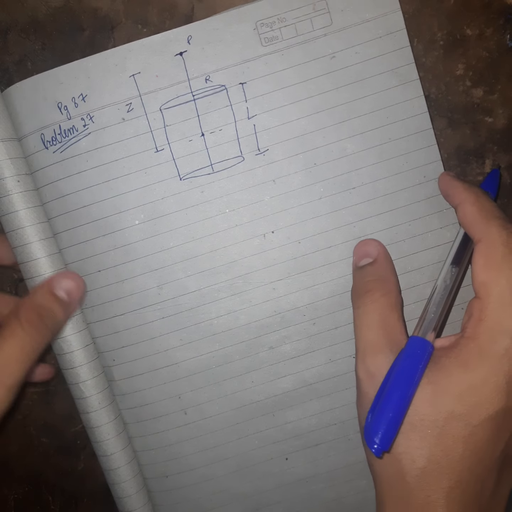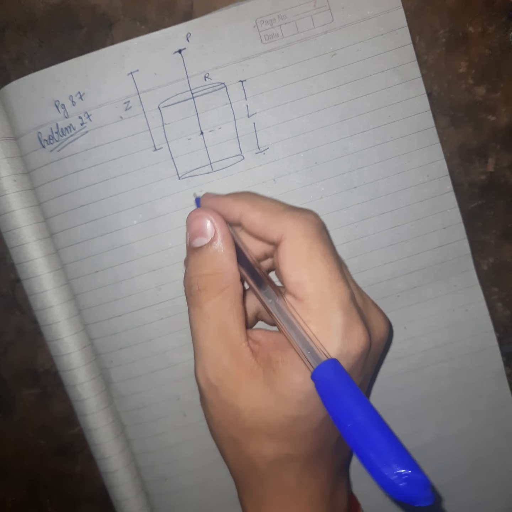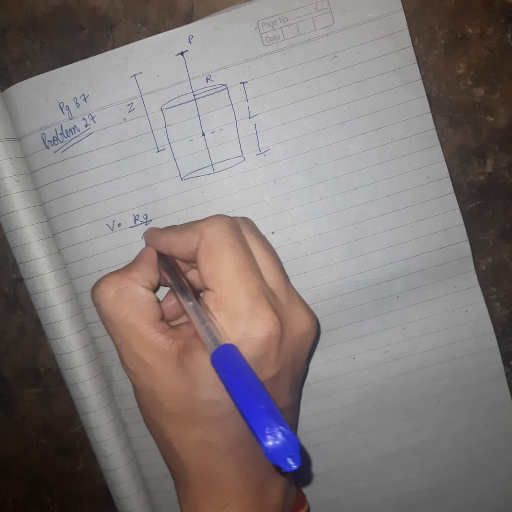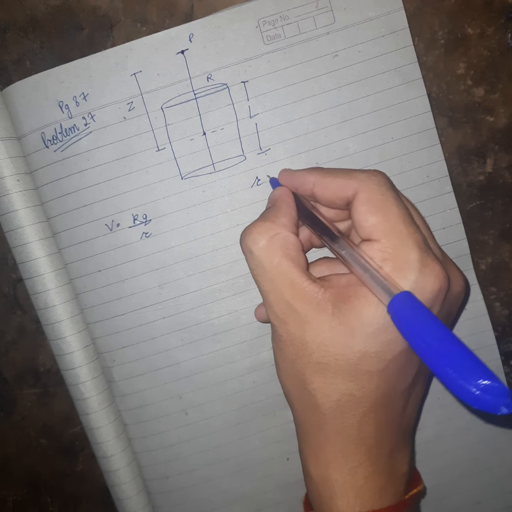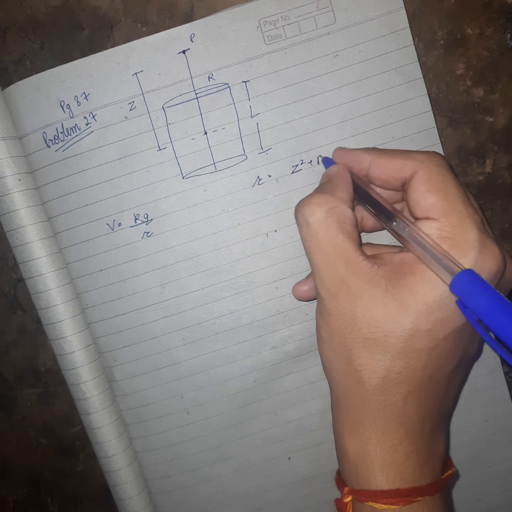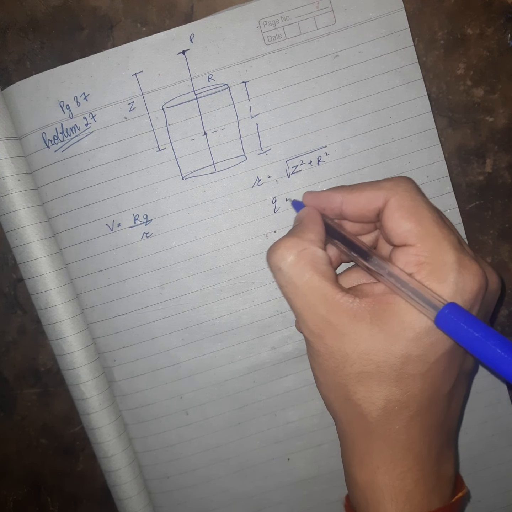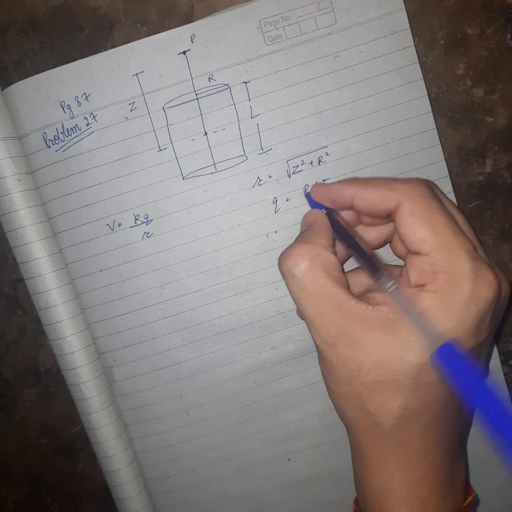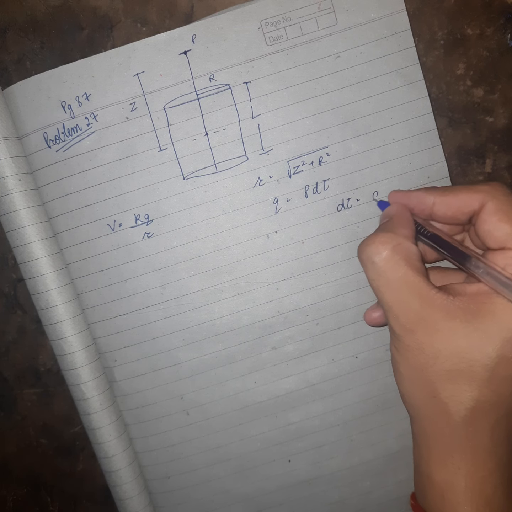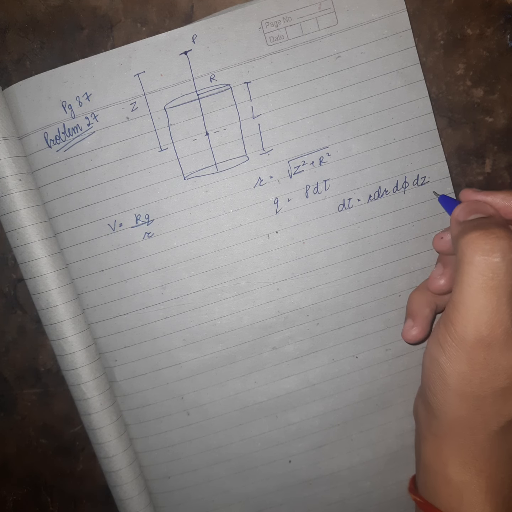First of all, as it is a solid cylinder, we need to use cylindrical coordinates. As we know, V is equal to KQ by R, and here R is under root z square plus R square. And for Q we need to use rho d tau. For cylindrical coordinates, d tau is R dr d phi dz.